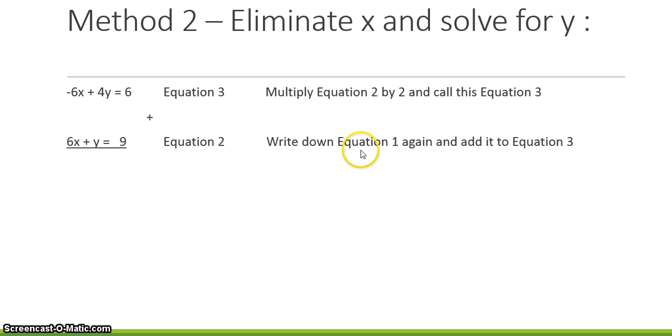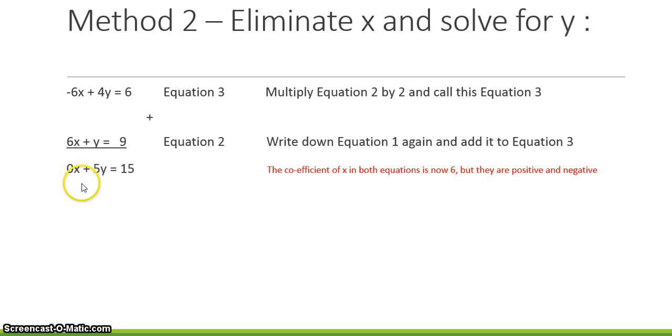I then write down equation 1 again, just as it is, and add it to equation 3. Because I multiplied equation 2 by 2, it meant that my coefficients of x were the same now. Here it's negative 6, here it's positive 6. So if I add these two values together, they will eliminate each other and be equal to 0. So when I add these two equations, negative 6x plus 6x gives me 0x. 4y plus y gives me 5y. 6 plus 9 gives me 15. So 5y is equal to 15. If 5y is equal to 15, then clearly y must be equal to 3.